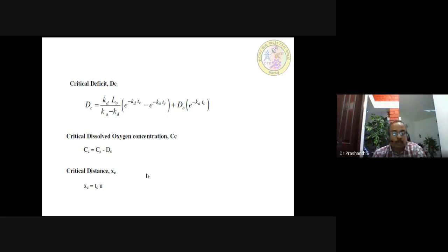So what you have to understand is, this Streeter-Phelps equation is going to give you the oxygen deficits in the stream. Okay, without doing any physical analysis, you can calculate all these things by mathematical formulas.